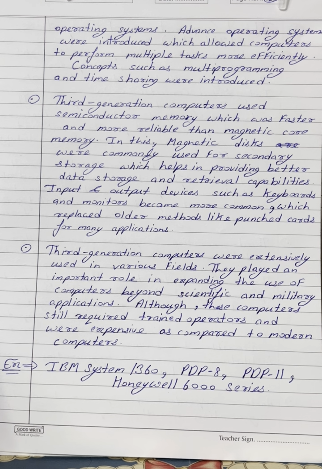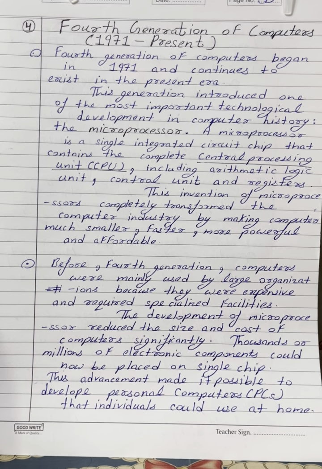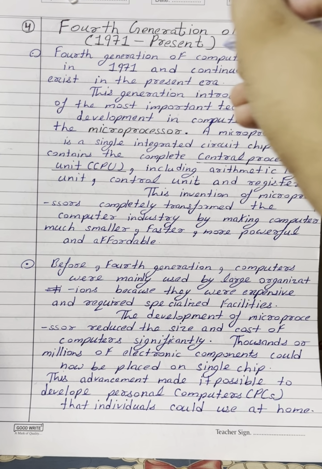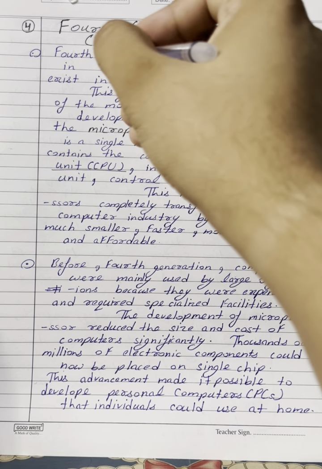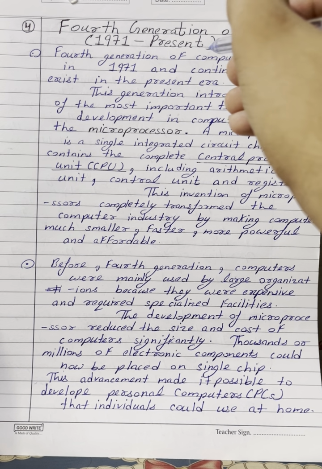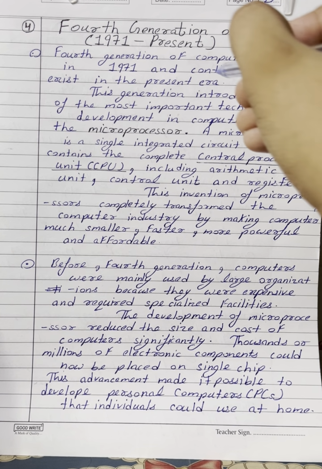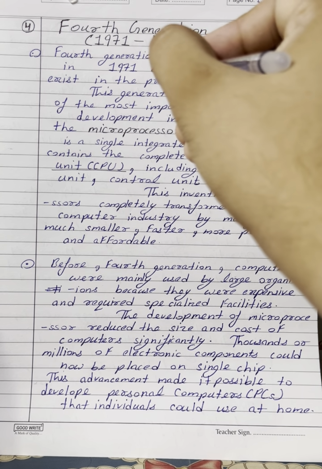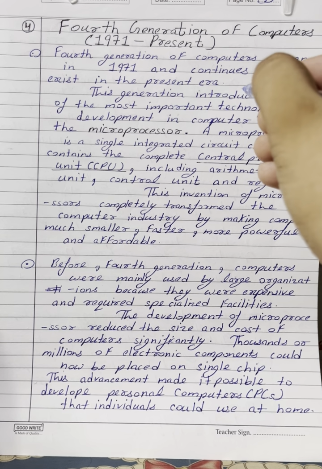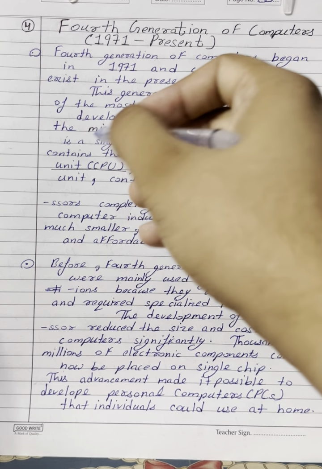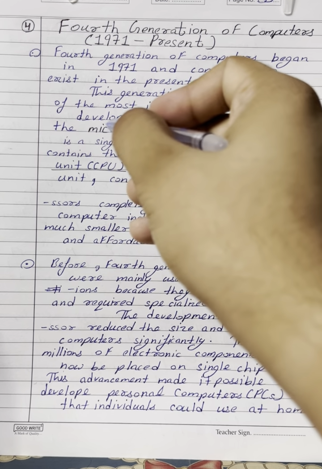So guys, let's move to the fourth generation of computers. The fourth generation of computers began in 1971 and continues to exist in the present era. This generation introduced one of the most important technological advancements in computer history. And what was that? The microprocessor.